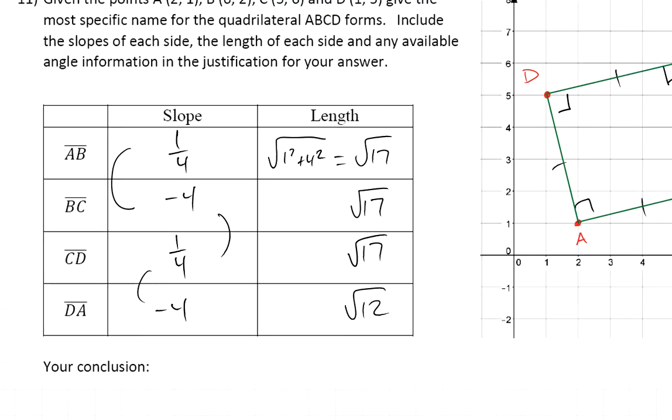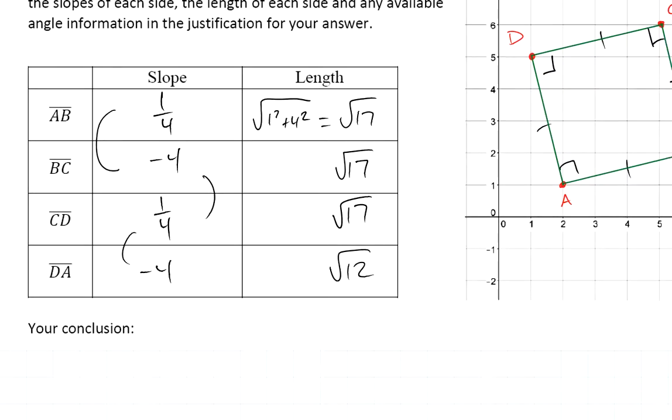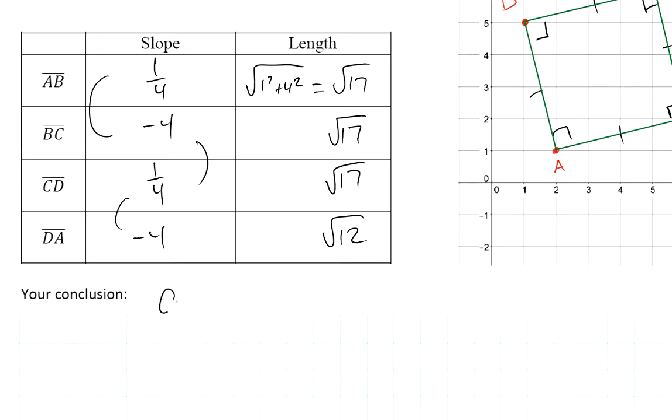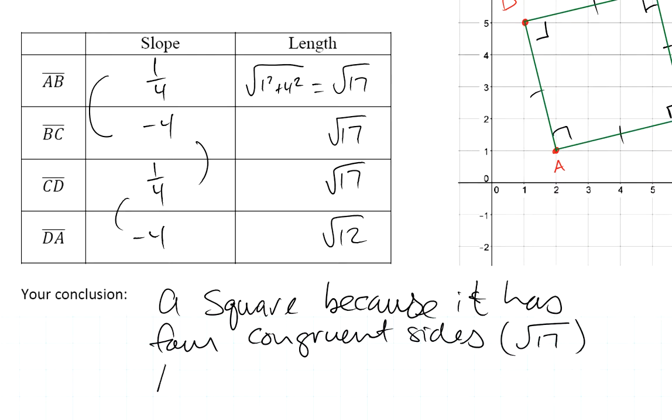And every single time I see this, my grandma always said, if you've got four congruent sides and 4 right angles, what you have there, my friend, is a square, S-Q-U-A-R-E, because it has 4 congruent sides. In fact, they were all exactly the square root of 17 units long, and it has 4 right angles.